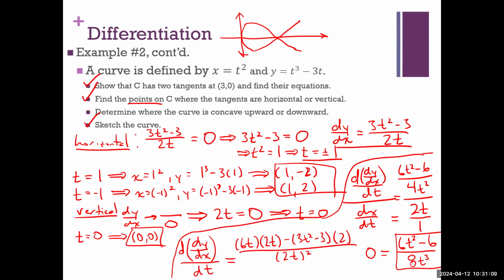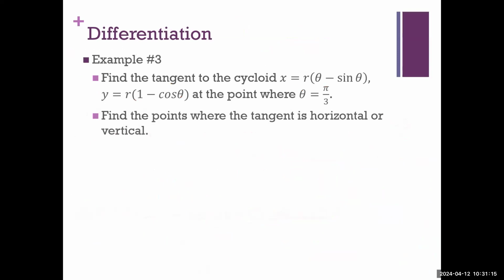All right. Anything else? We did a lot with this one curve. So this curve right here is called a cycloid. Basically what it looks like is this. It's kind of like a series of arches.